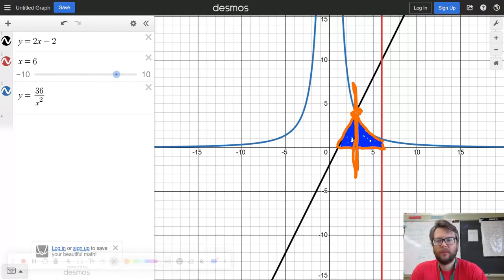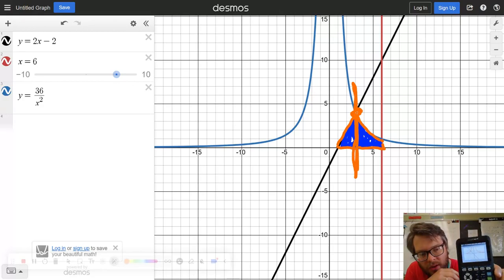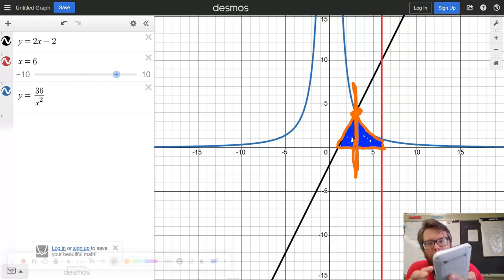And we can find that just by typing it into the calculator like I showed you a second ago. 2x minus 2, 36 over x squared. Let's see if that looks right. Beautiful. Point of intersection, second trace, option 5. Just remember that second trace, option 5. There's only one intersection, so I don't need to move the cursor. It finds the point of intersection. The x value is 3.